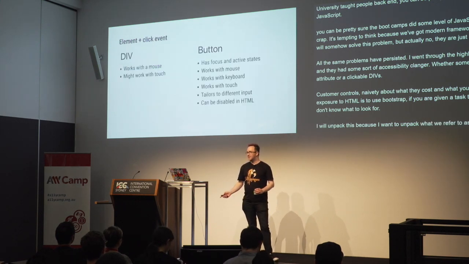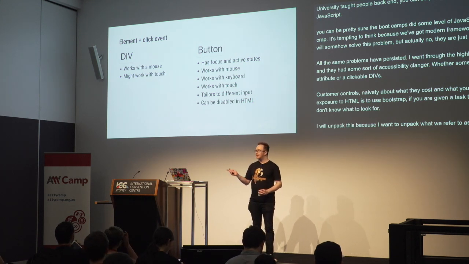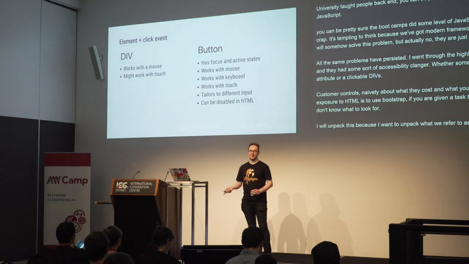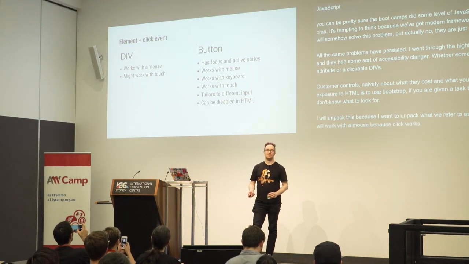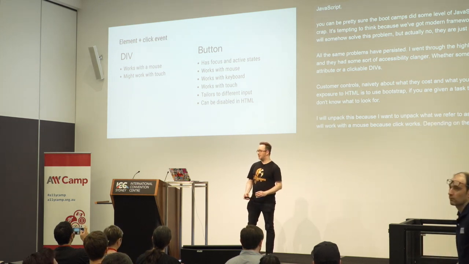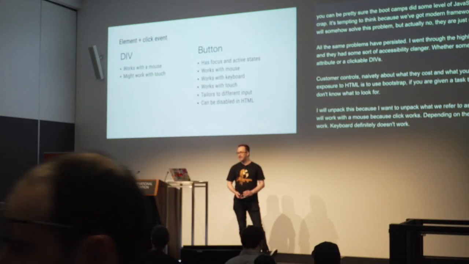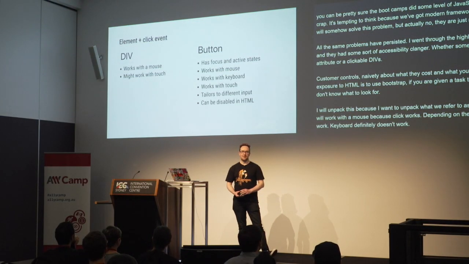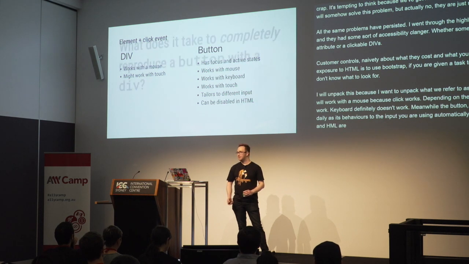At a high level, if you just attach a click event to a div and a button, this is sort of the feature set you get. The div, it will work with a mouse because click definitely works. Depending on the device you use, taps might work. Keyboard definitely does not work. Meanwhile, the button, every input you can find works. It tailors its behaviors to the input you're using automatically, and you can disable it just by putting an HTML attribute. So that's a lot for just choosing a different element.